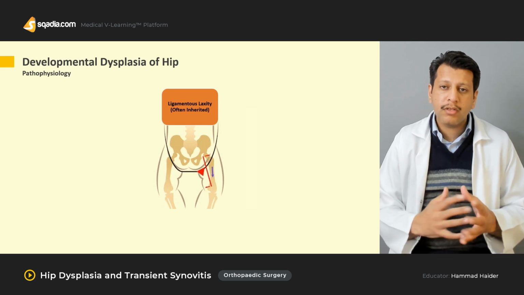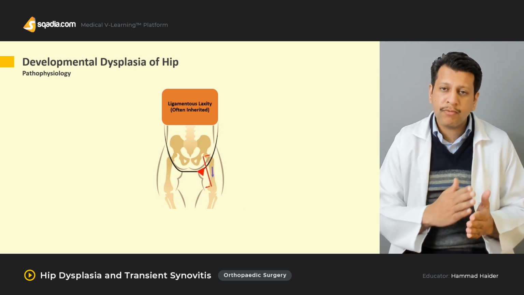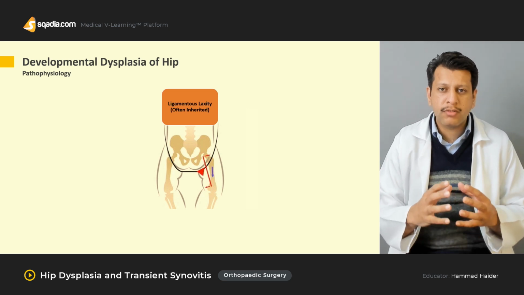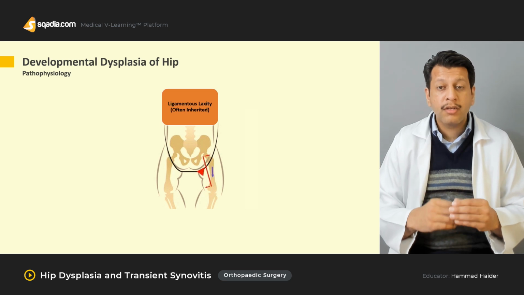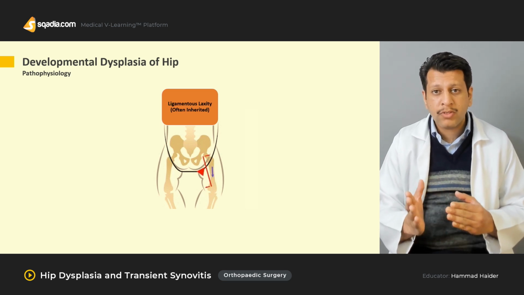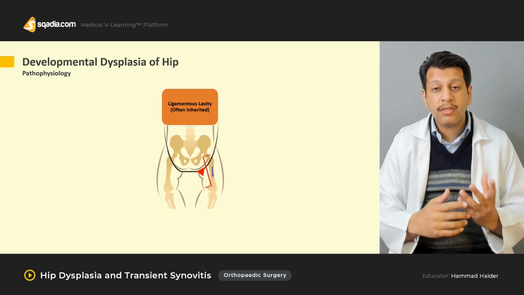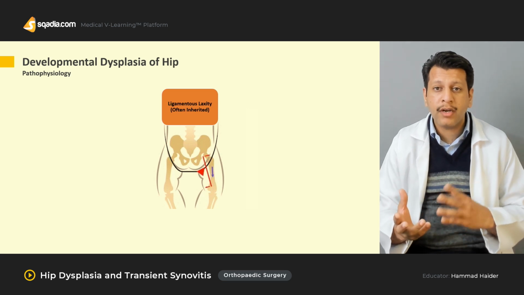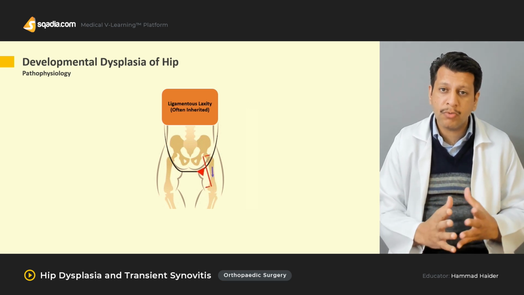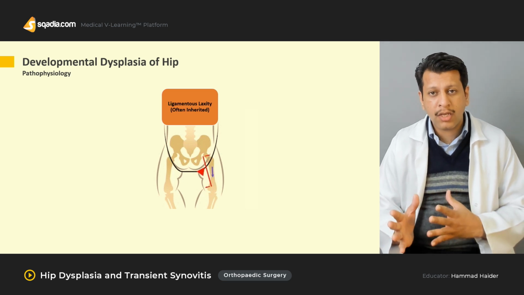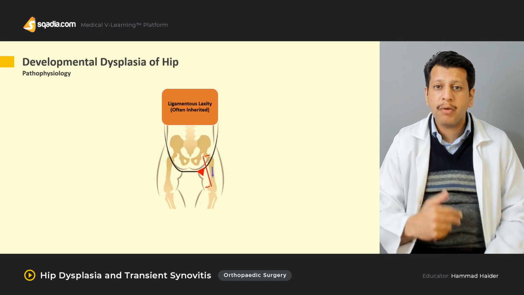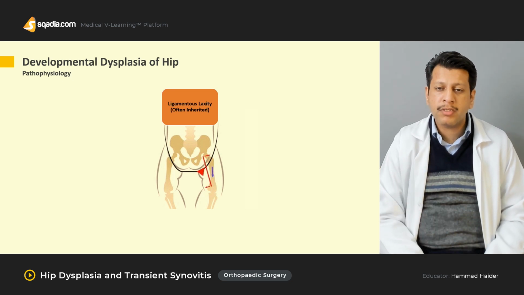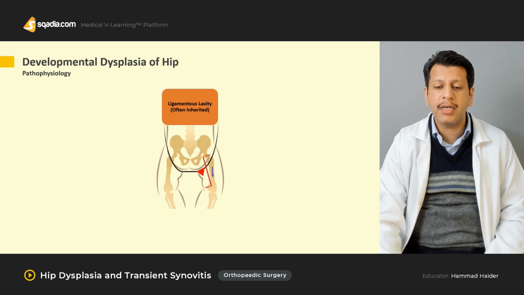Now remember, as I told you, the spectrum of disease could be simply a dysplastic acetabulum with a reduced head. This could be a dysplastic acetabulum with a slightly subluxed head, or this could be a frank dislocation of the head, which is even irreducible, leading to a teratological type of hip. So this is a whole spectrum of a disease. All this can be a presentation of developmental dysplasia of the hip, and one of the pathophysiological causes is always ligamentous laxity.